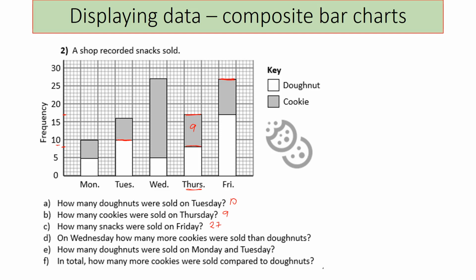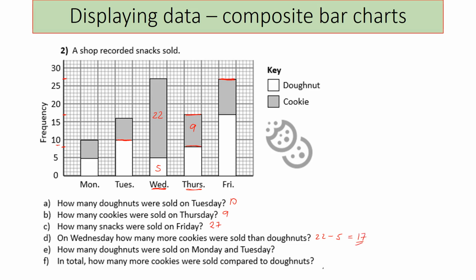On Wednesday, how many more cookies were sold than donuts? So I need to work out the number of cookies, the number of donuts, and then work out the difference. For the donuts, this is the white area of the bar, so that is 5. And then for the cookies, I go from 5 to 27. 27 take away 5 is 22. And now 22 take away 5 is 17.